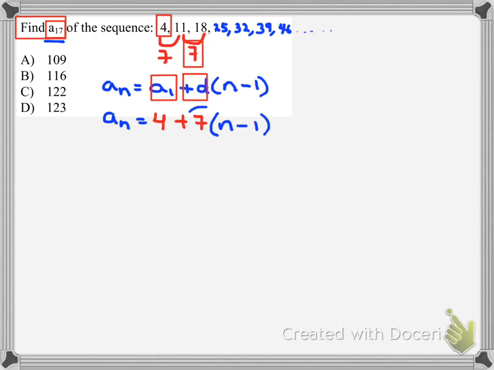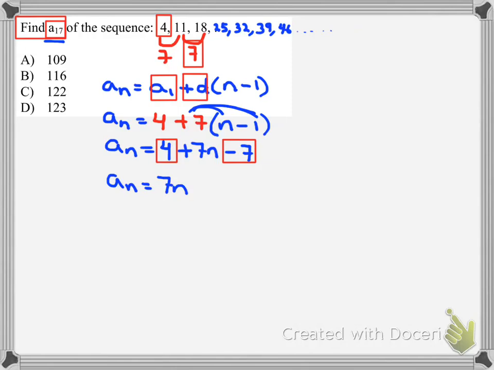Now we're going to simplify. We're going to use the distributive property. So it gives us a sub n is equal to 4. 7 times n will give us a positive 7n, and 7 times 1 will give us a negative 7. We are going to combine our like terms. So I'll combine my 4 and my negative 7. That will give me a sub n is equal to, first your variable, 7n minus 3.